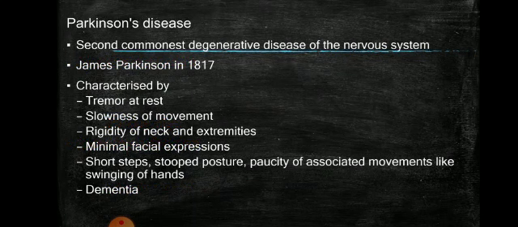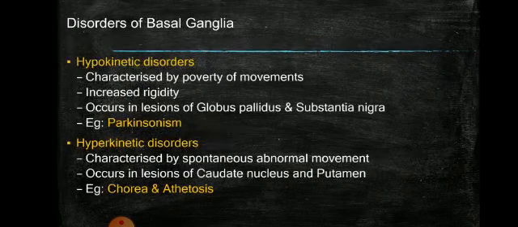Now let's go into a little detail on Parkinson's disease. Parkinson's disease is basically the second commonest degenerative disease of the nervous system, and it was discovered by James Parkinson in 1817. Parkinsonism is a hypokinetic disorder where the lesion is in the substantia nigra or the globus pallidus.